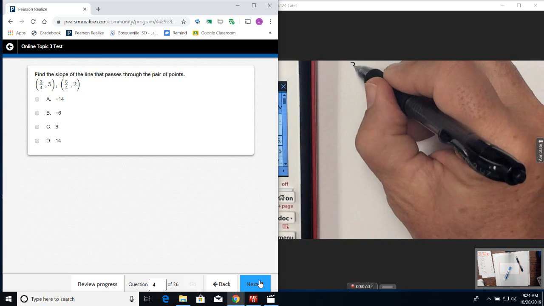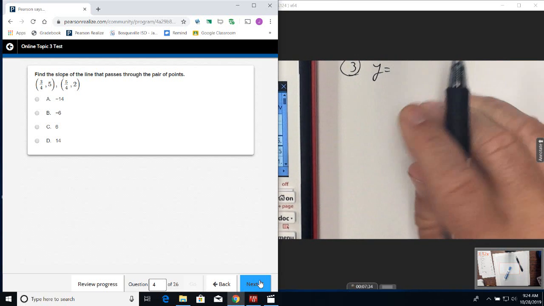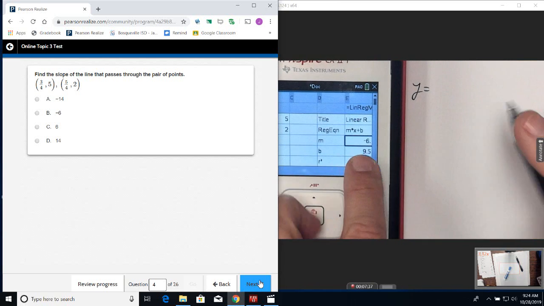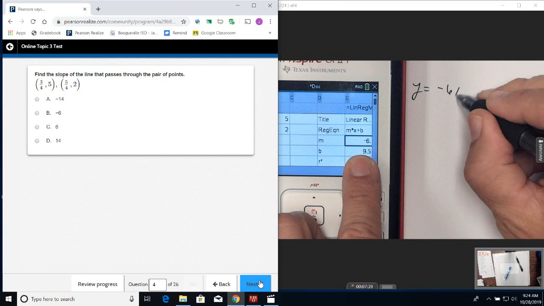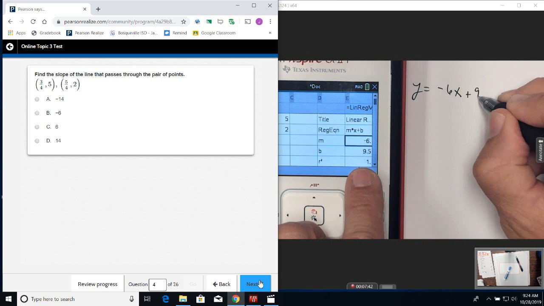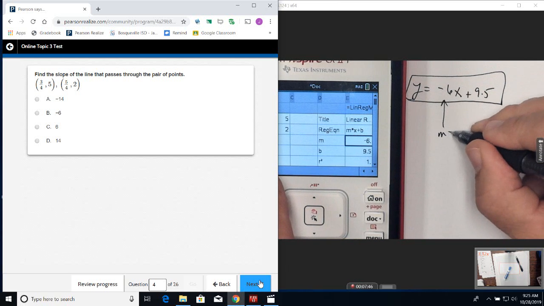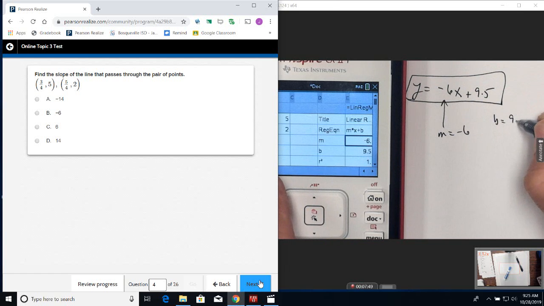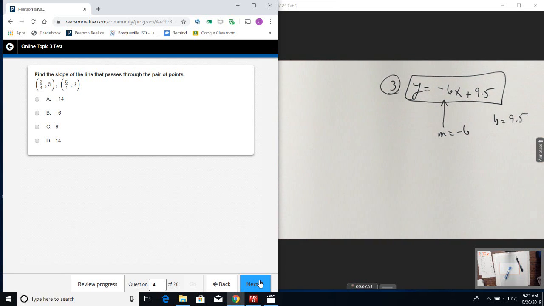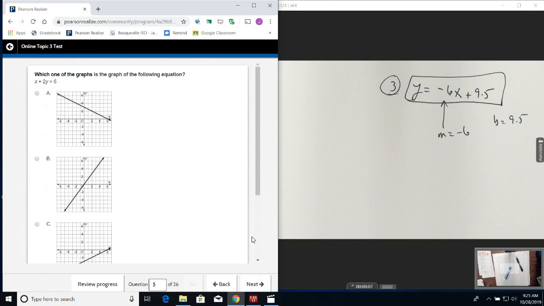So in question number 3, if I said write the equation for it in slope-intercept form, it would be y is equal to -6x plus 9.5. Alright, so what is my slope? What's the y-intercept? So use your technology. Answer the question now. So what's the answer to this question? There you go. B. Any questions so far? Know how to use your technology to do that? Alright, let's go to the next question then.